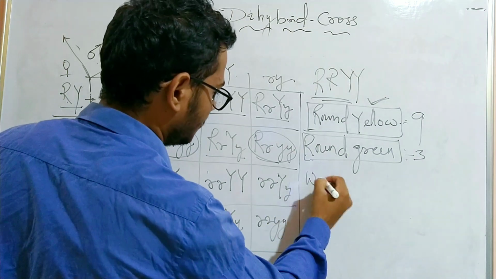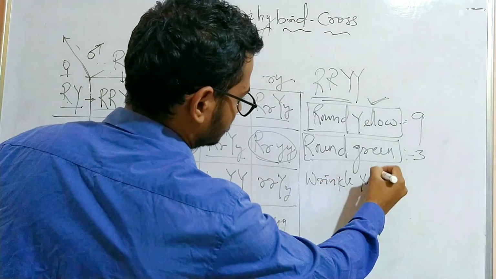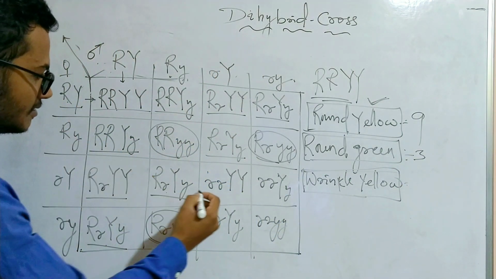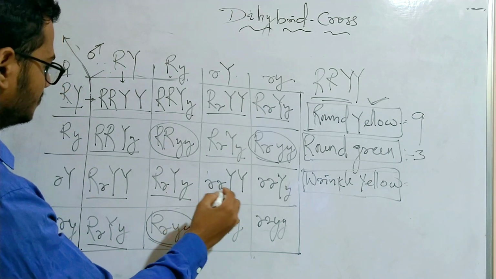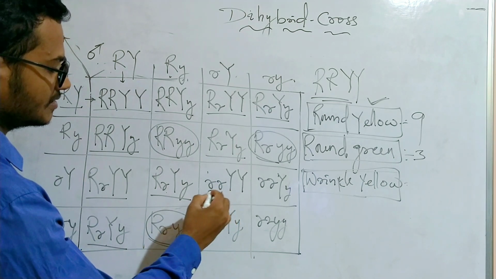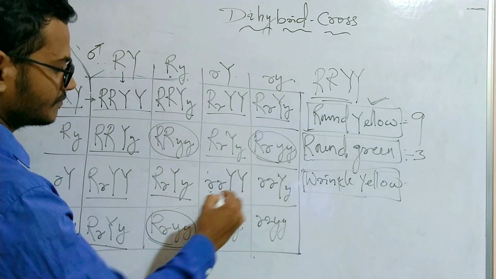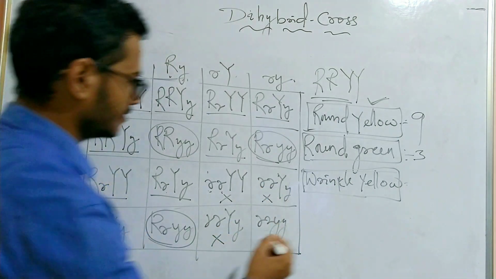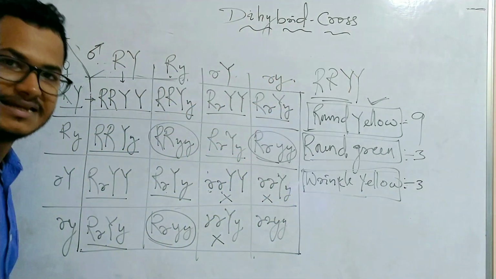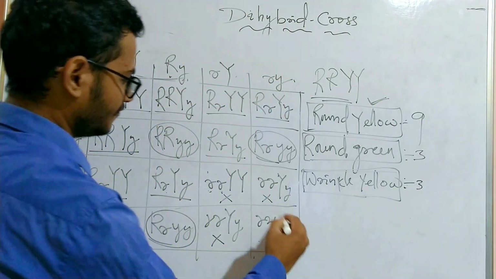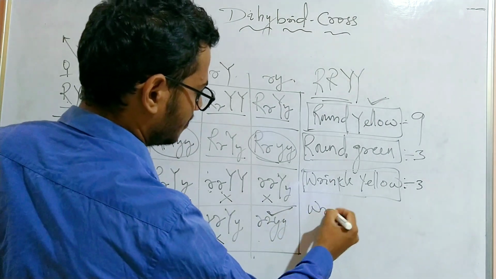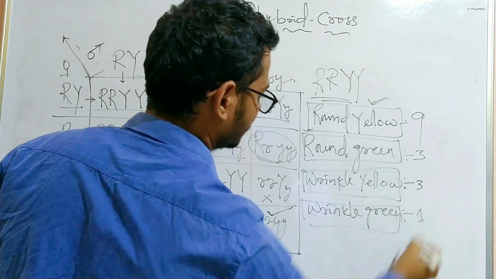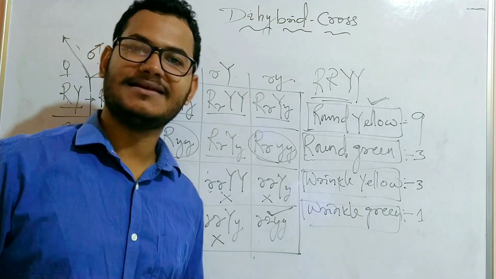Next we will have wrinkle yellow. How many wrinkle yellow seed producing plants are there? Let's calculate. Here it is having small r, so it is wrinkle seed, and capital Y, so it is yellow color. Here also we will have wrinkle yellow. This one is also wrinkle yellow, so it is also 3 in number. The last one which we have is the wrinkle green. Both are recessive characters, and we have a single plant having the wrinkle green character.